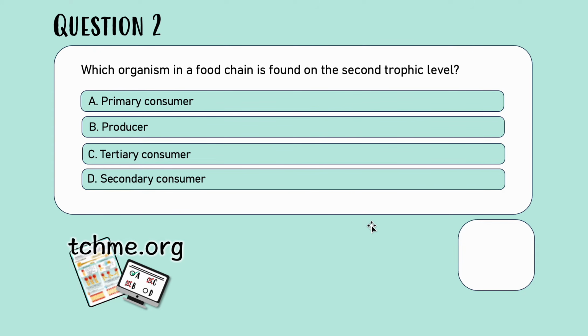Which organism in a food chain is found in the second trophic level? So this is a bit of a tricky thing because most students then think secondary consumer. But remember, the first level is the producer. The second level is the primary consumer. So it's a play on words, so don't be confused by that. So it's A.